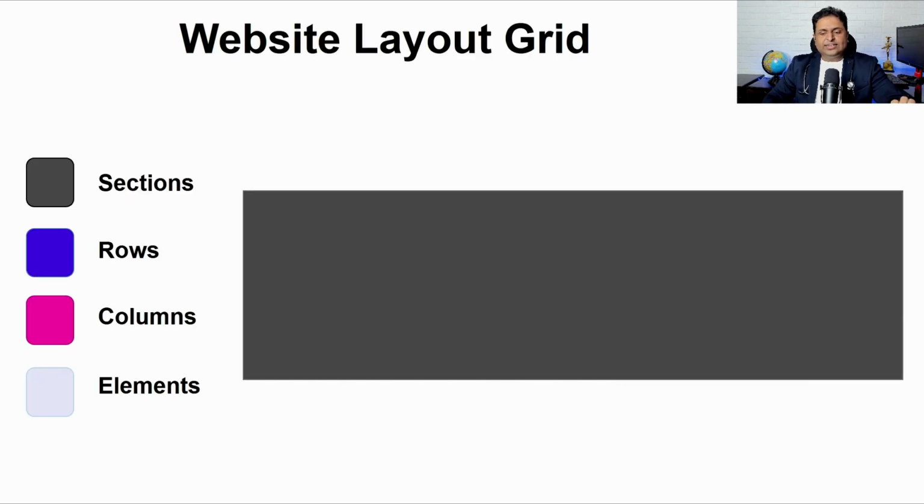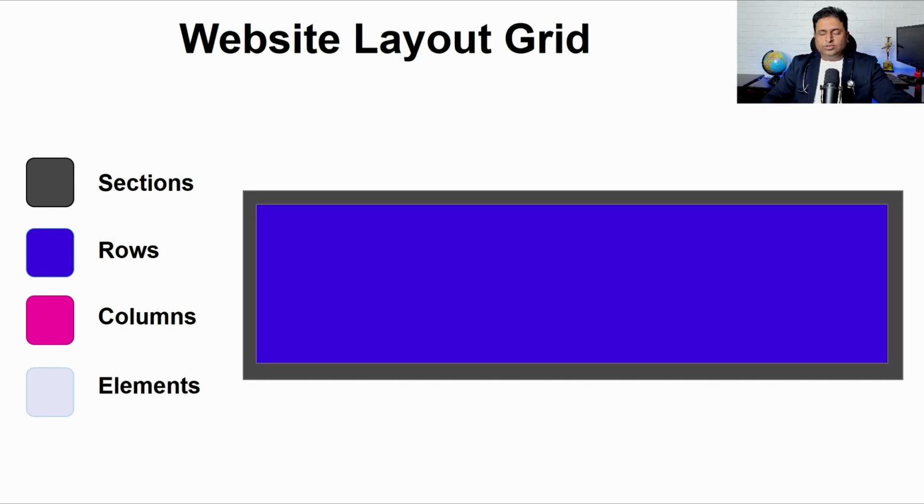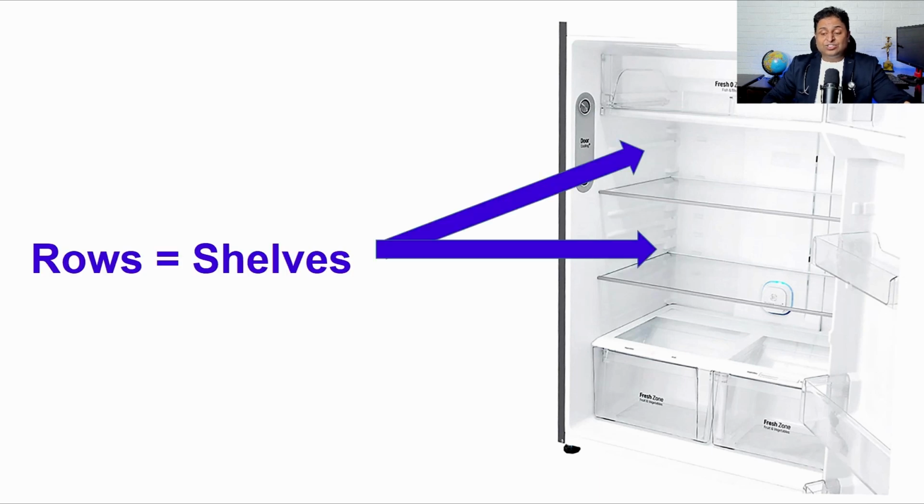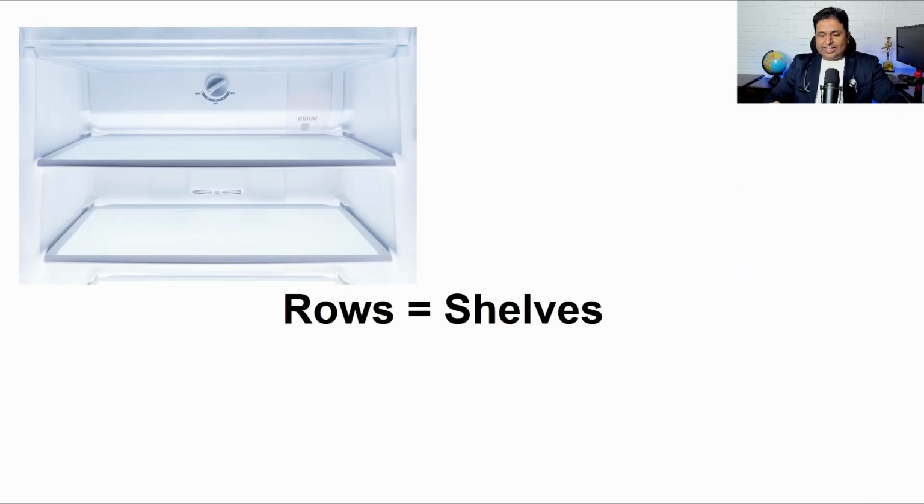Now once we understand the website sections, let's put one more layer on that box, which is the rows. So what are rows in a refrigerator? Rows are shelves. So when it comes to a refrigerator, rows equal shelves. We have multiple shelves in one section. If you open one section, we can have multiple shelves. Like that, we can have multiple shelves in each section.